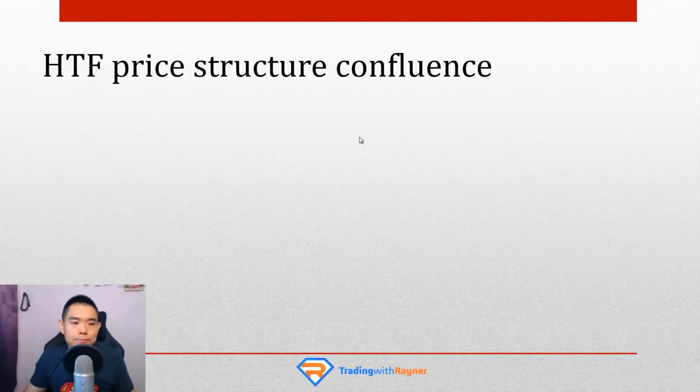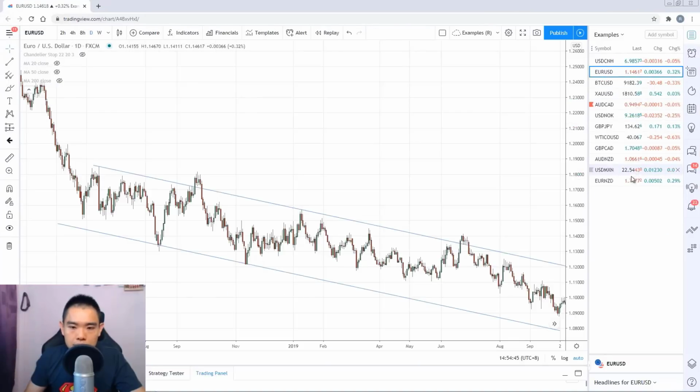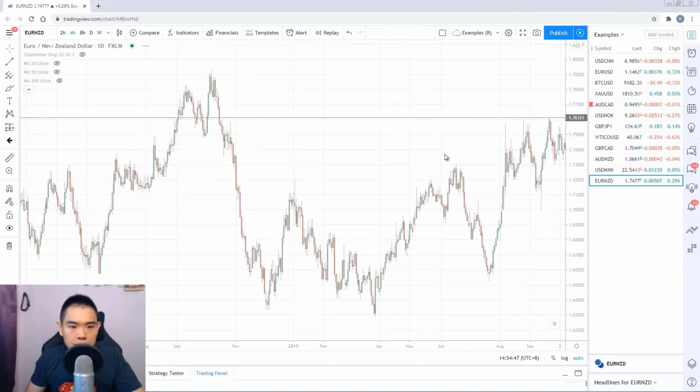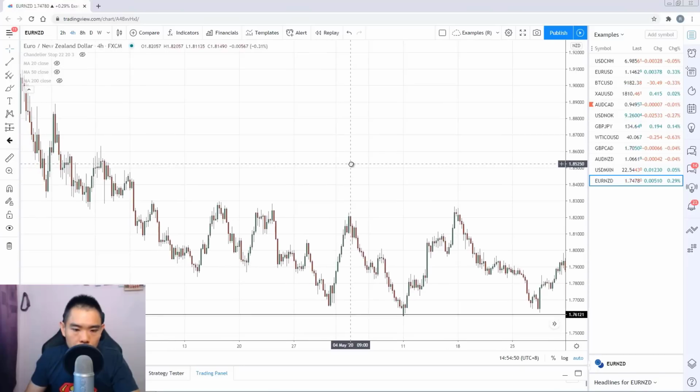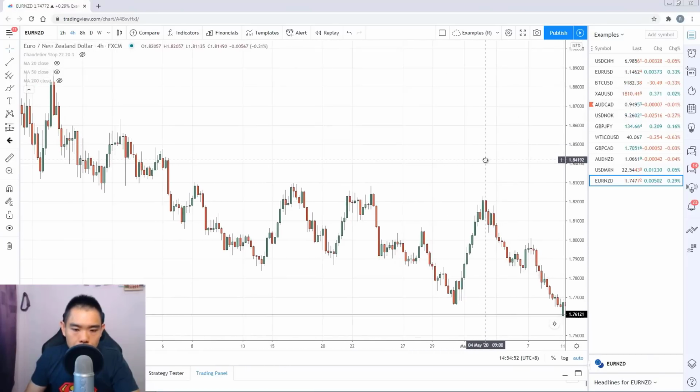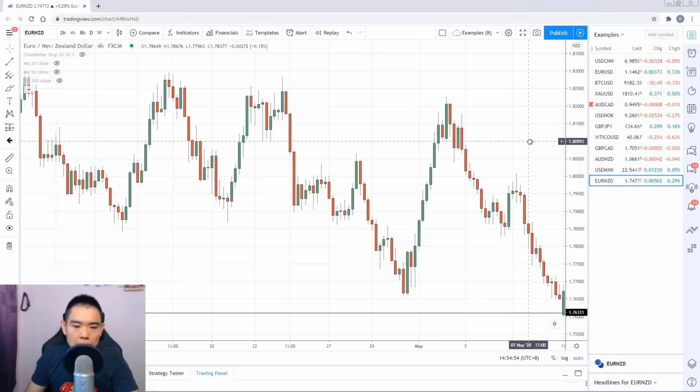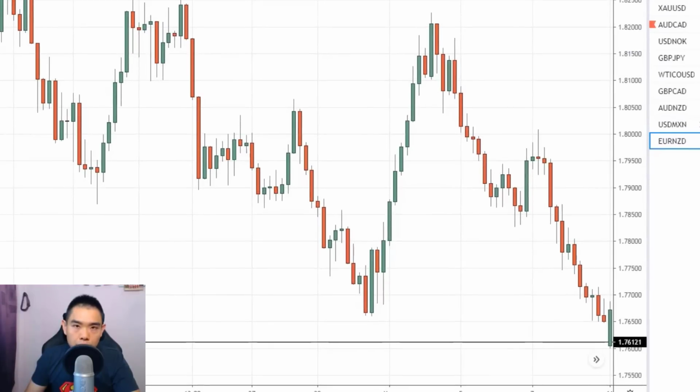And finally, higher time frame price structure confluence. So what do I mean by this? This can really enhance the odds of your trade if you are trading where there's a confluence of the higher time frame support resistance. For example, let me just share with you over here. Let's say Euro New Zealand dollar, the 4-hour time frame. You have a very nice bounce over here. At this point, many traders might be hesitant to buy this false break over here.